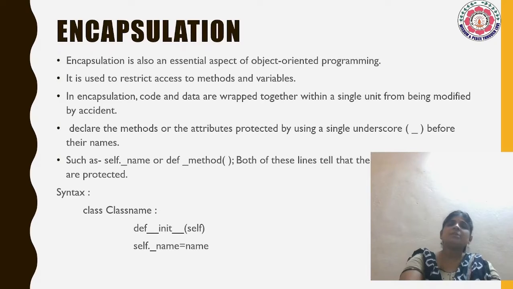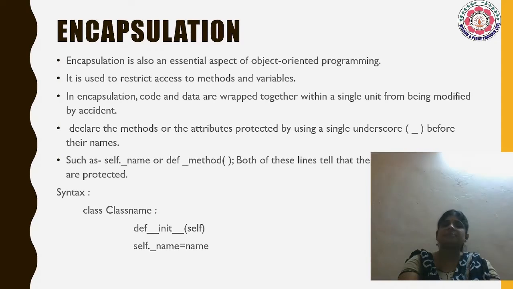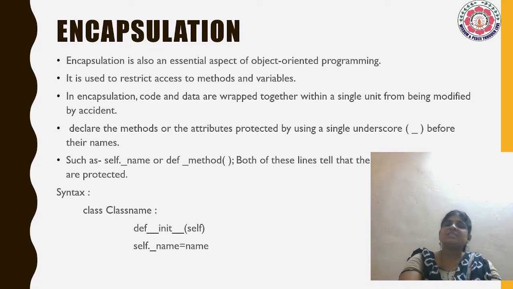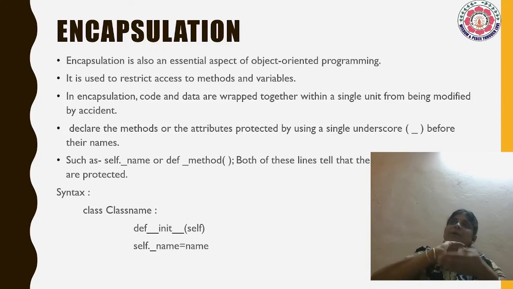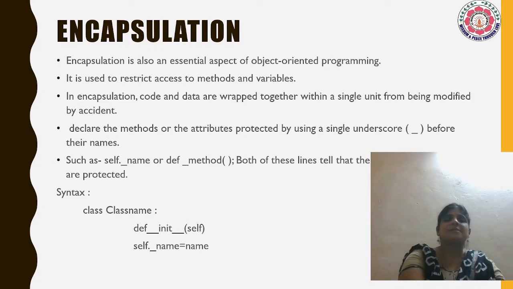Then you have another concept called encapsulation in object oriented programming. Encapsulation is a very essential concept. It is used to restrict access to methods and variables, and code and data are wrapped together. So what are you doing? You are binding the code and the data that is accessed by the code into one single packet, and that is encapsulating the variables and methods together. That is the purpose of a class.